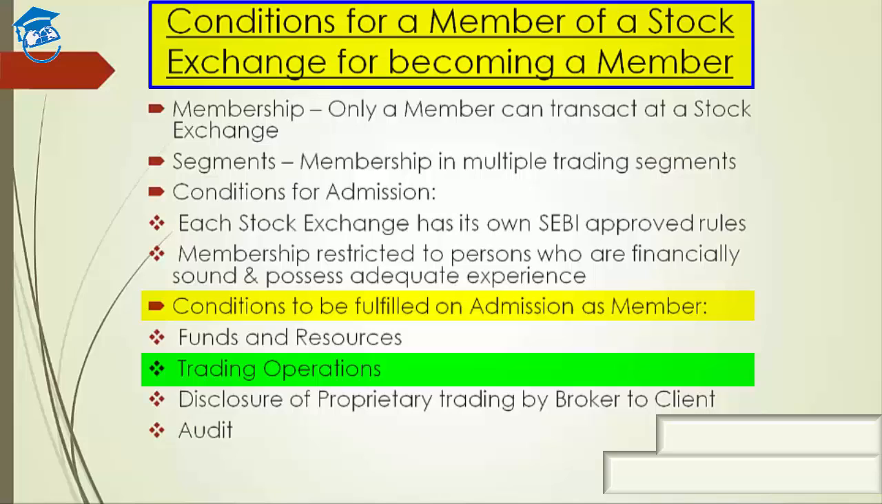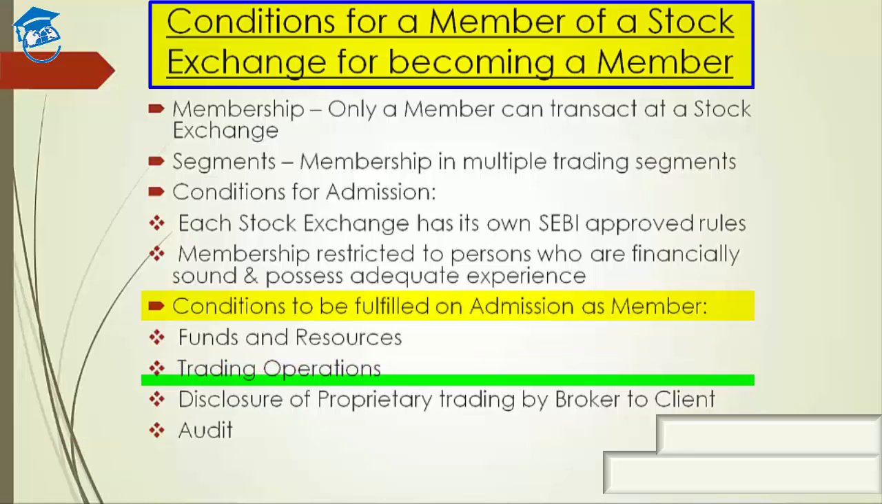The member should absolutely not enter any fictitious transactions. Also, the member should not have any dealings with sub-brokers who are not registered with SEBI. This is an extremely important requirement. You cannot have any dealings with sub-brokers who are not registered with SEBI. All need to be registered. Also, members of stock exchanges who are acting as sub-brokers should register with SEBI. This is what is covered under trading operations.